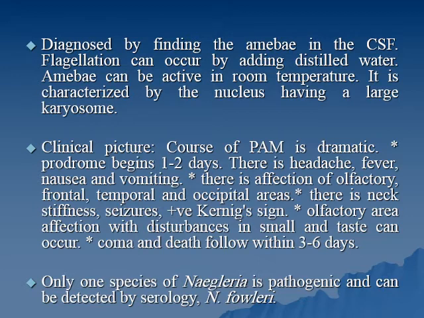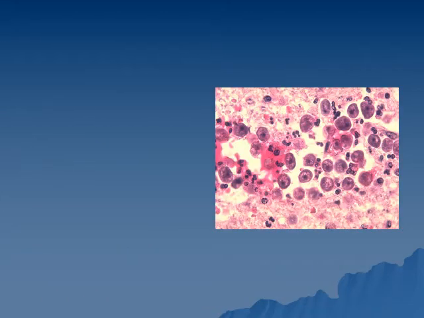Only one species of Naegleria is pathogenic and can be detected by serology, which is Naegleria fowleri. This is a picture of Naegleria inside the brain. See, it is hematogenous dissemination here. There is inflammatory cells around, mainly eosinophils, here and here. Mainly they are eosinophils with double nuclei.